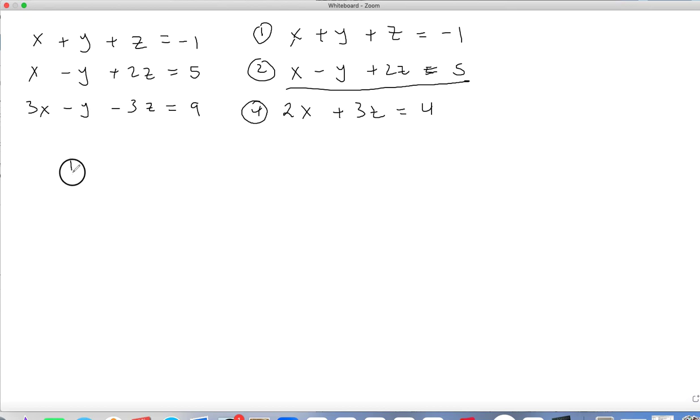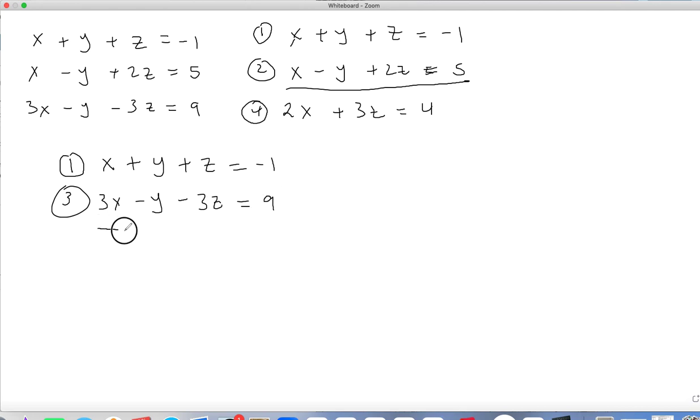Let's scoot down here so I don't run myself out of room. So we're getting equation 1, x plus y plus z equals -1, and equation 3, 3x minus y, and there's that same coefficient opposite signs we want, minus 3z makes 9. So this is going to be 4x, the y's drop out, that was the plan, plus z minus 3z's would be minus 2z's, and that equals 8. And I'm going to call this one equation 5, again, just to give it something convenient for myself to reference it by.